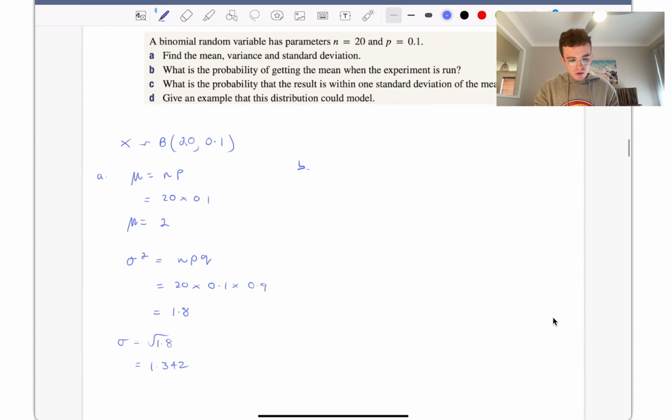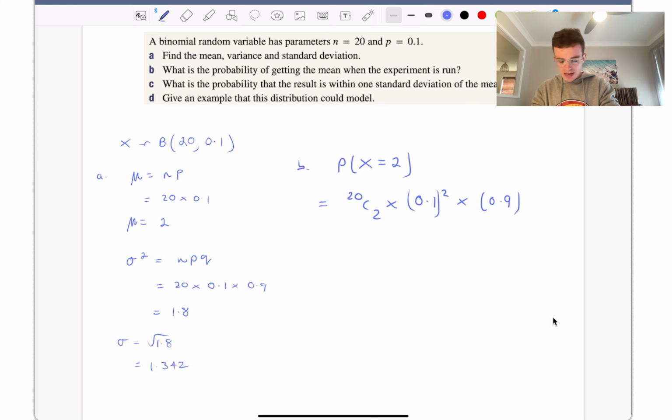Part B, what is the probability of getting the mean when the experiment is run? So the probability of getting 2, so we want P(X = 2). Well, n is equal to 20, so 20 choose 2, times the probability of success 0.1, and we want 2 of them. The probability of failure is 0.9, and we've got 18 left. So if we do that, we get 0.285.